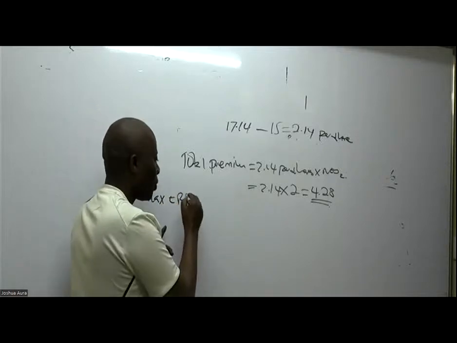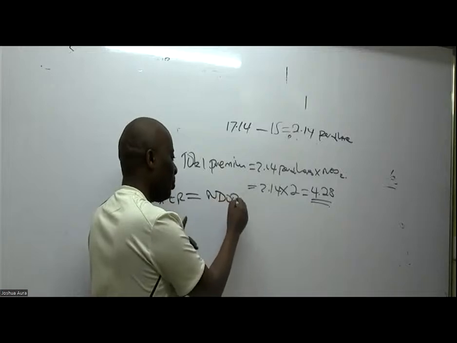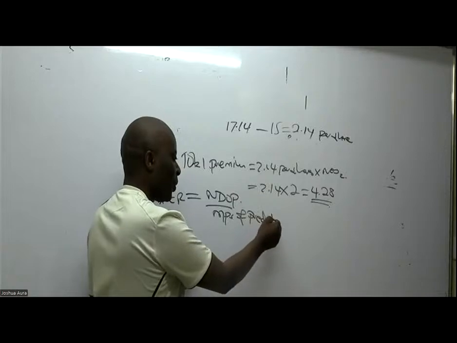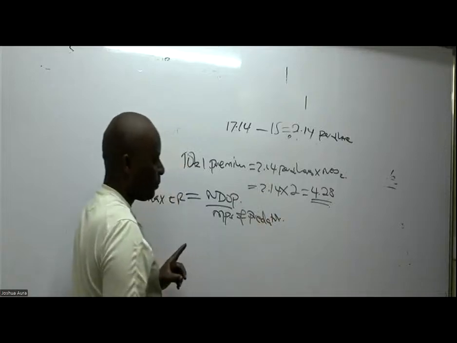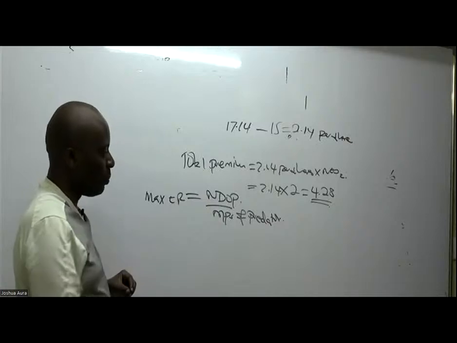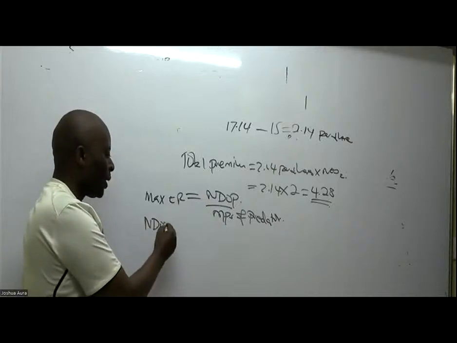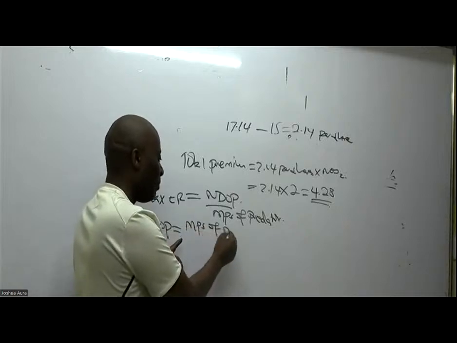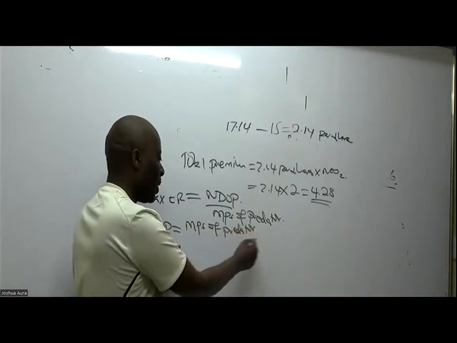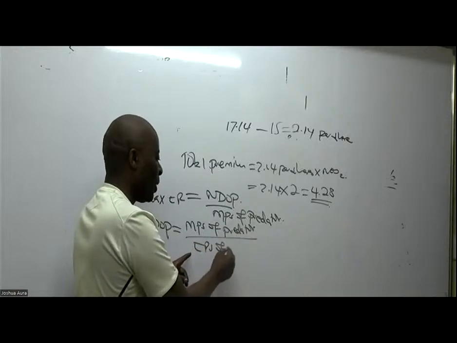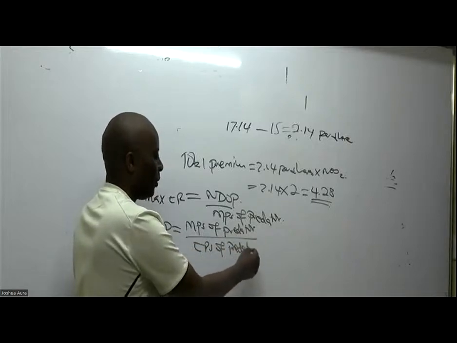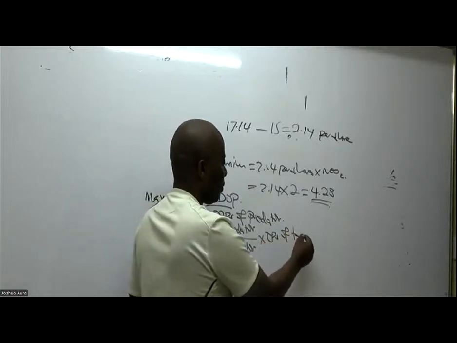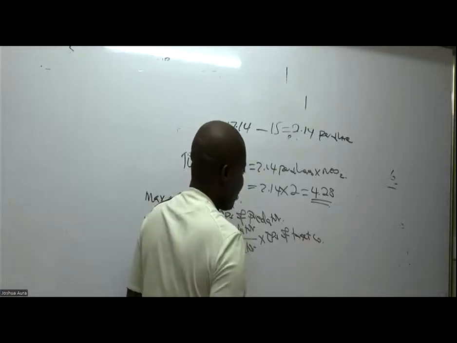And how do you do it? If you're using this formula, it's the non-diluting offer price divided by MPS of the predator. And how do we get this non-diluting offer price? We take MPS of the predator over EPS of the predator, times EPS of the target company.